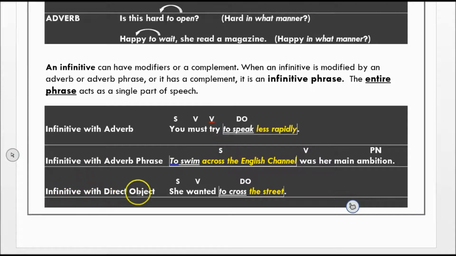And then they can have direct objects. She wanted to cross the street. To cross is your infinitive. It's what she wanted to do, so it's going to be the direct object in our sentence. What is she going to cross? Street, so that's the direct object of your infinitive, to cross. So this is connected to cross, therefore this whole thing becomes your infinitive phrase, to cross the street, between the two lines, and the whole phrase is acting as the direct object in your sentence: subject, action verb, direct object.